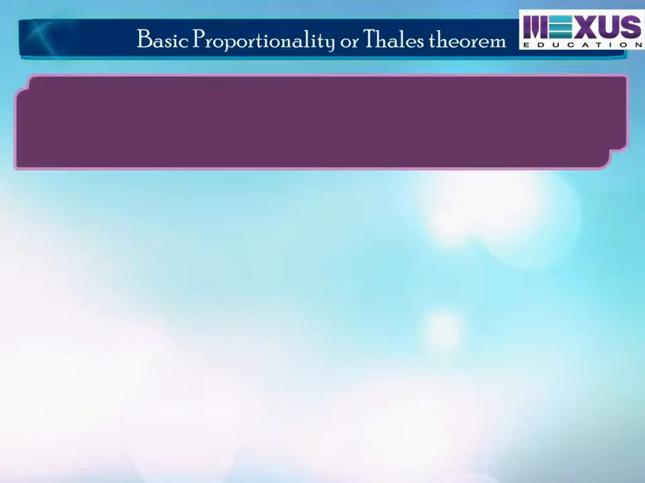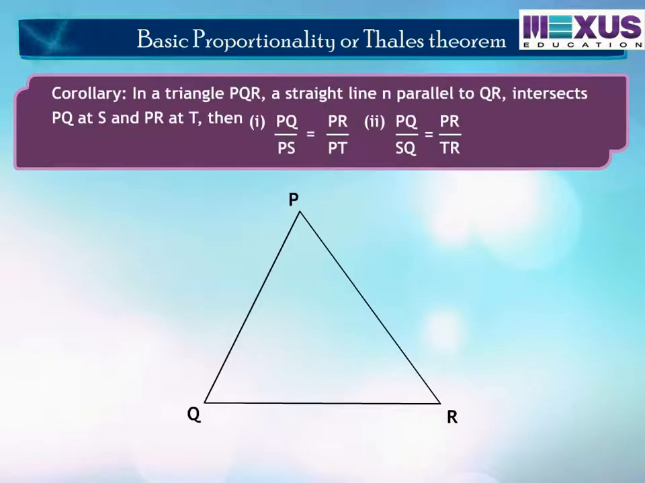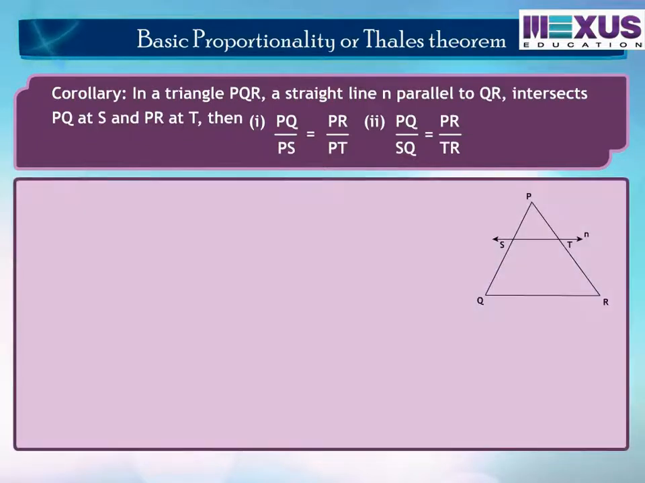On the basis of Thales' theorem, we can state corollary as, in a triangle PQR, a straight line N parallel to QR intersects PQ at S and PR at T. Then, 1, PQ by PS equal to PR by PT. 2, PQ by SQ equal to PR by TR.